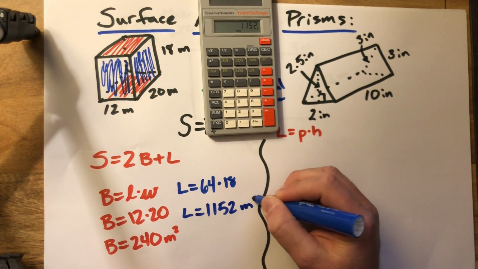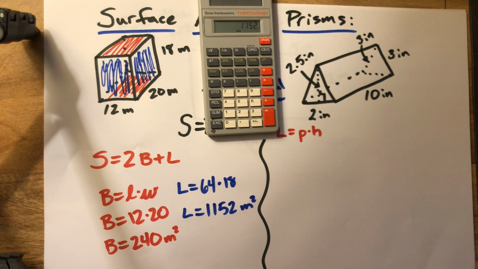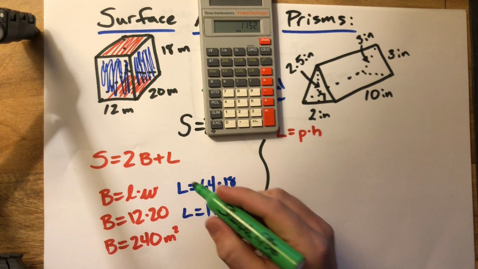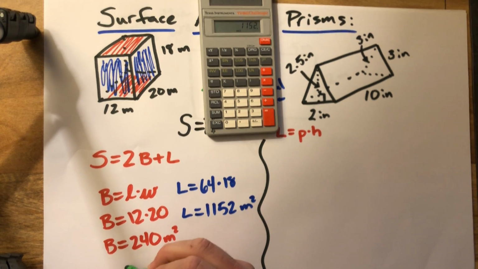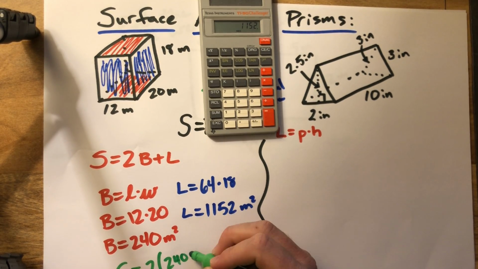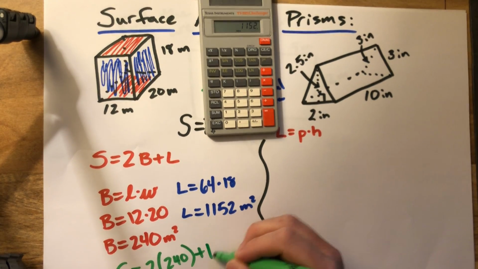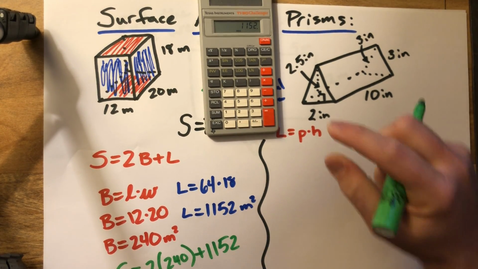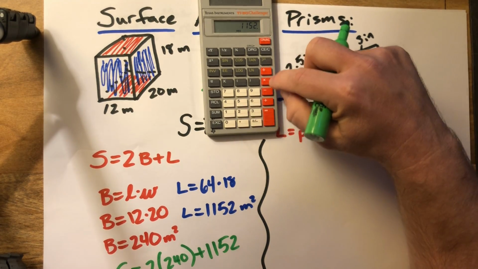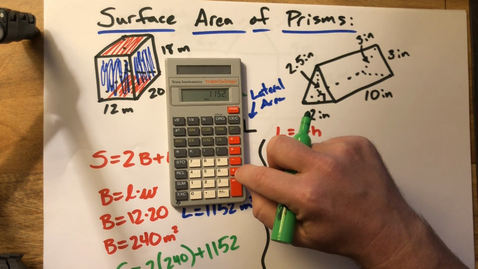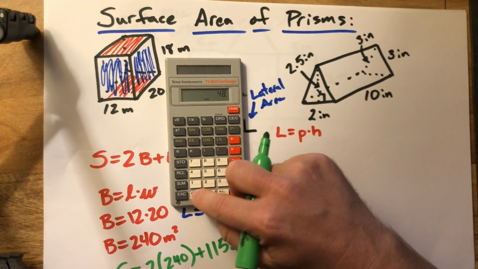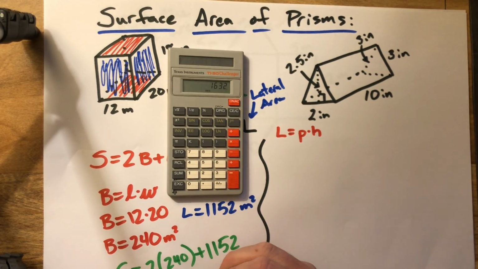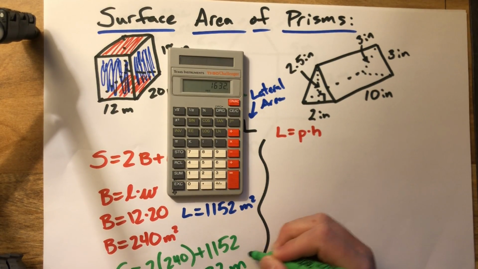1,152 meters squared. Last thing is to go back to our formula and say surface area equals 2 times the base area plus the lateral area. So surface area equals 2 times the base, 240, plus the lateral, 1,152. So this is going to be 480 plus our 1,152. Let's go easy way here. Plus 480 is going to equal 1,632. Label is still meters squared.